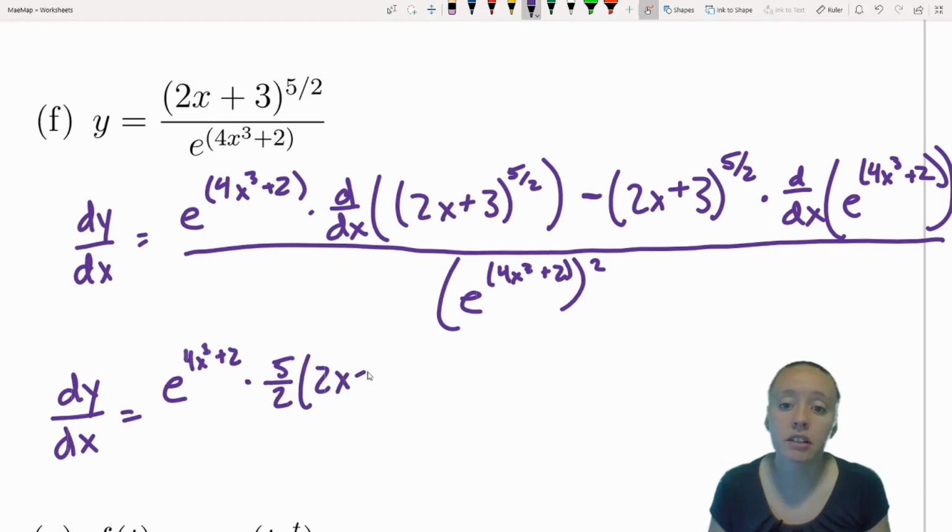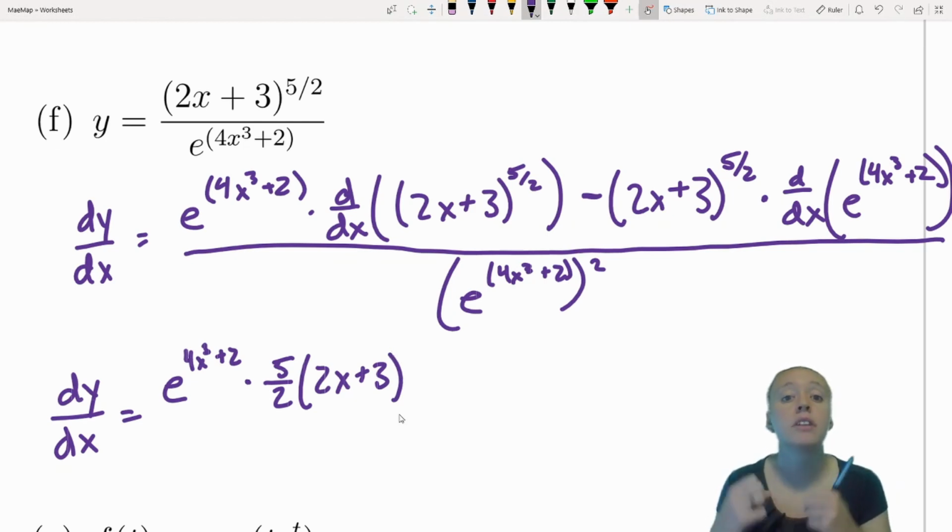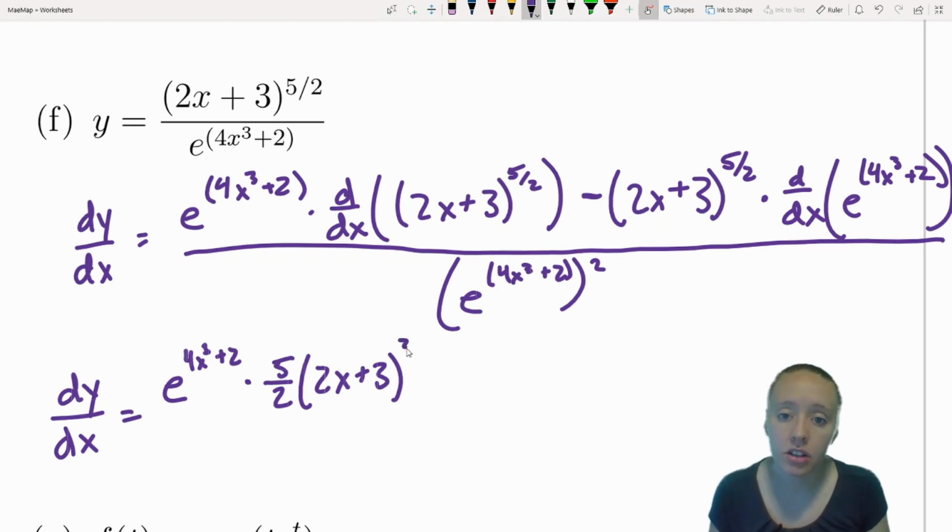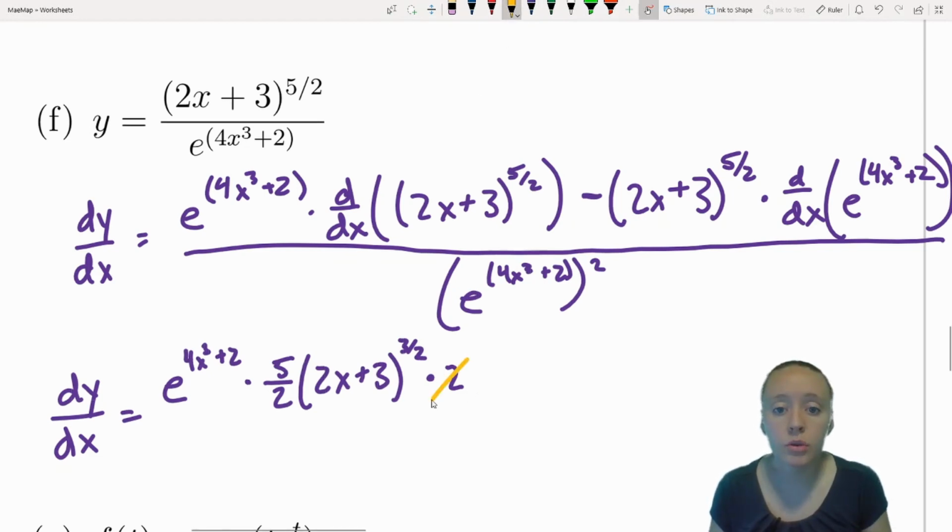I keep my inner function the same for now, and then that gets raised to the 5 halves minus 1, so 5 halves minus 2 halves is 3 halves. But I need to remember to multiply by the derivative of that inside. So that's 2x plus 3. The derivative of that is 2. Now in this case, I'll simplify as I go because 2 will cancel out with 2 to leave me with 5 times 2x plus 3 to the 3 halves.